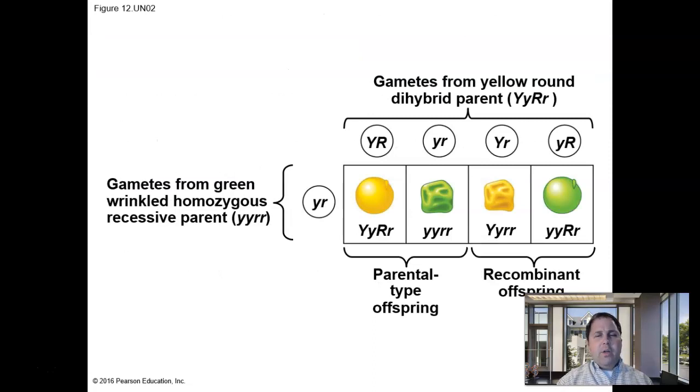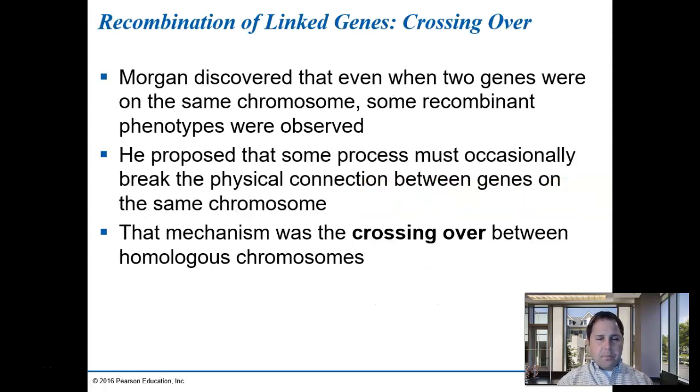So here are your P's again that we would see in the last chapter. The yellow round and the green wrinkled are the parental types. The yellow wrinkled and the green round are the recombinant types. So you see we flip those phenotypes around. So I already kind of told you this, but how do we get this? We get this from crossing over.